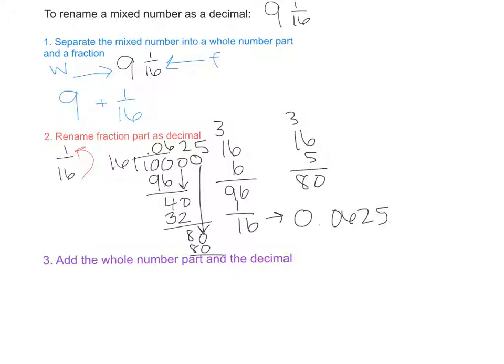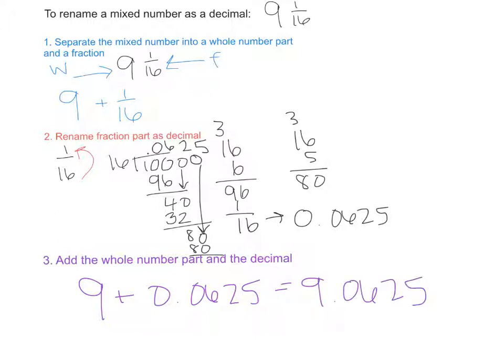So remember, our whole number is 9. So now we have 9. And now we have to add our decimal, right? So we have 9 plus 0.0625, which is just 9.0625. So you're basically just separating them, turning the fraction into a decimal by dividing bottom into top, and then you're just bringing these two parts back together.